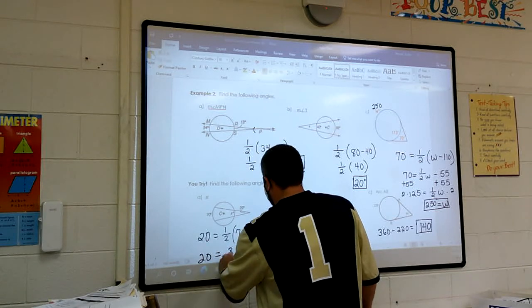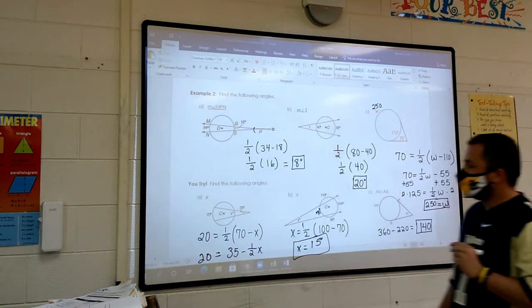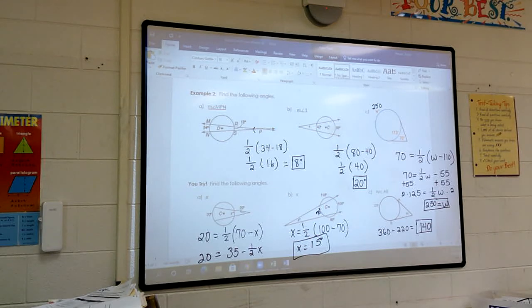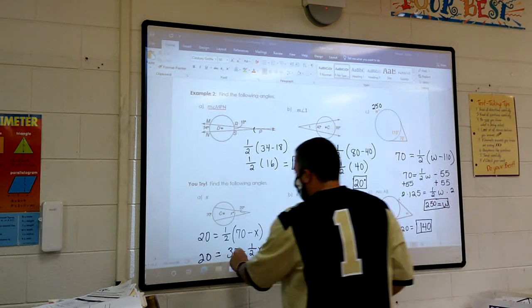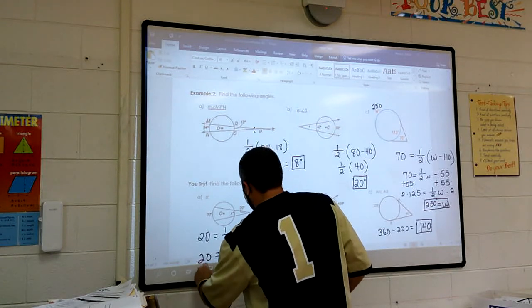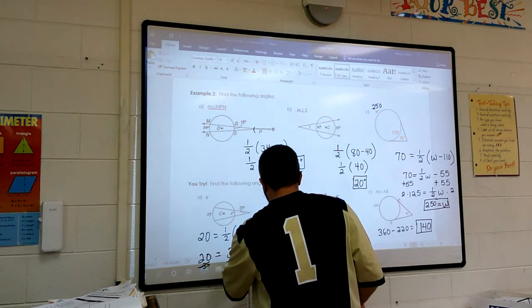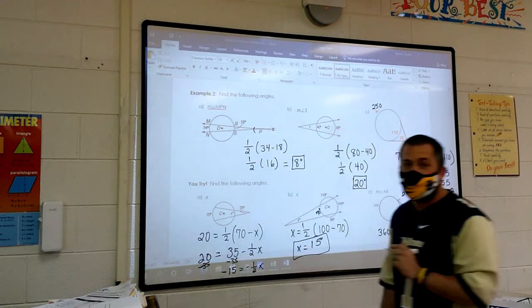35 minus half of x. Okay? So you have half of 70, and then you have to also distribute the half to x. So we're going to subtract 35 over to the other side. Subtract 35. We get negative 15 equals negative 1/2 x, and I'm almost running out of room.